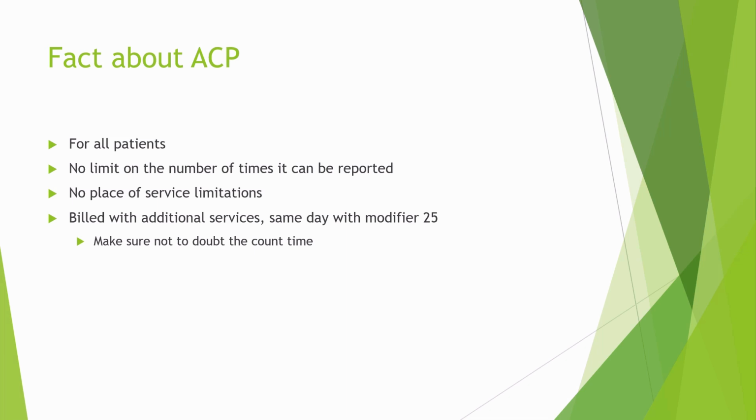Another thing about advanced care planning is you can't double count time. Let's just say you have a patient, they come into the office and an evaluation and management service is performed. And advanced care planning is also done as well. If the E&M is based on time and you're also billing advanced care planning, you can't double count the time. It has to be very clear that the time is distinct between the two services.